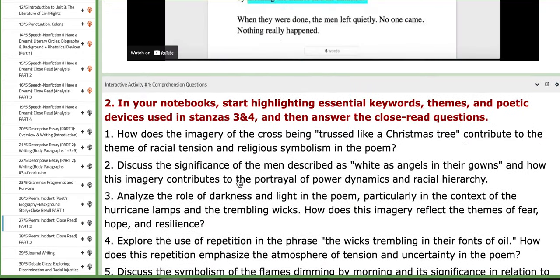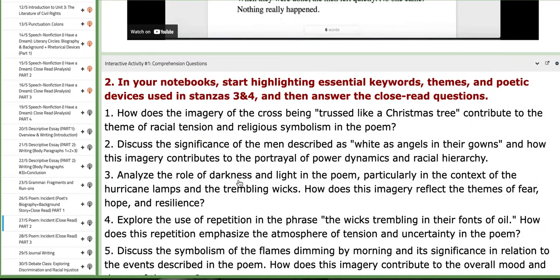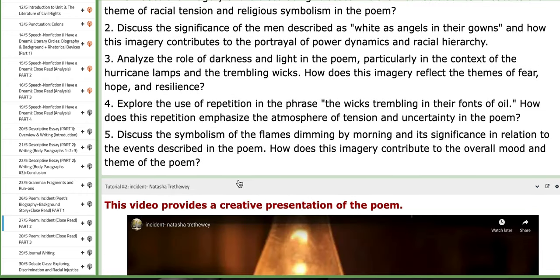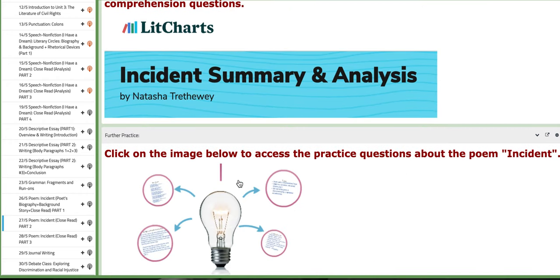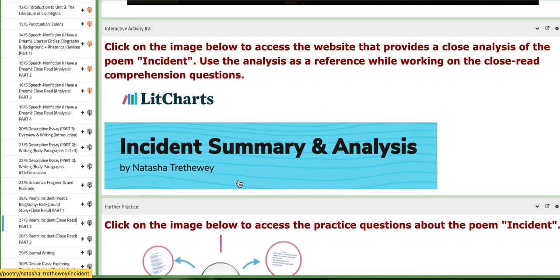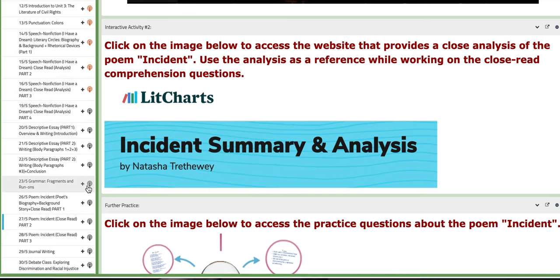We are going to analyze stanzas 3 and 4 from the same poem, which is Incident. As you can see here in the interactive activity number 2, you have an aiding resource, which is LitCharts. It includes the analysis, the summary, everything that you need to learn about the poem. It will help you analyze it, so please do access the website.